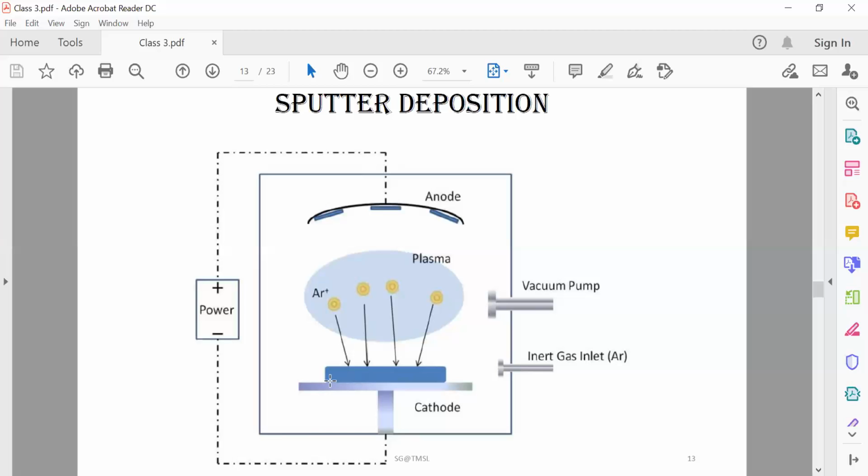So confinement of the plasma, argon plasma, is another important aspect. Now if you confine those, the plasma density will be higher, so the deposition will be more. It depends on many parameters, like the pressure inside the chamber, like the voltage applied, like the physical distance between the cathode and anode. So the deposition rate also will change and the quality of the film also will change.